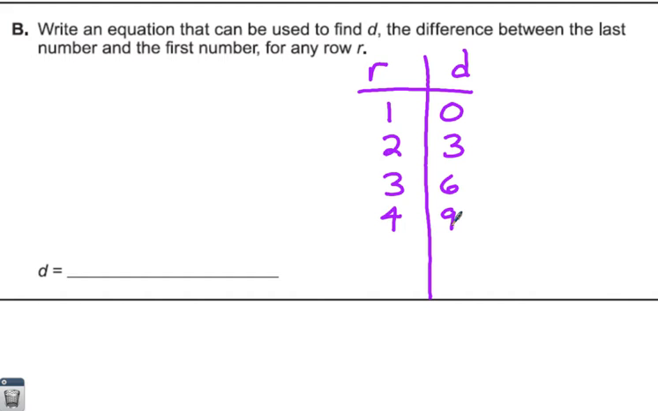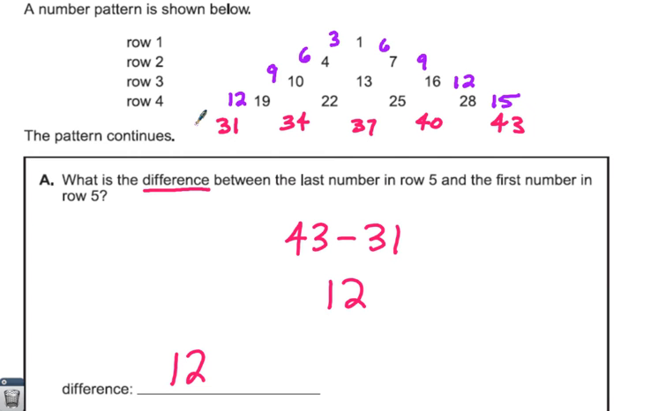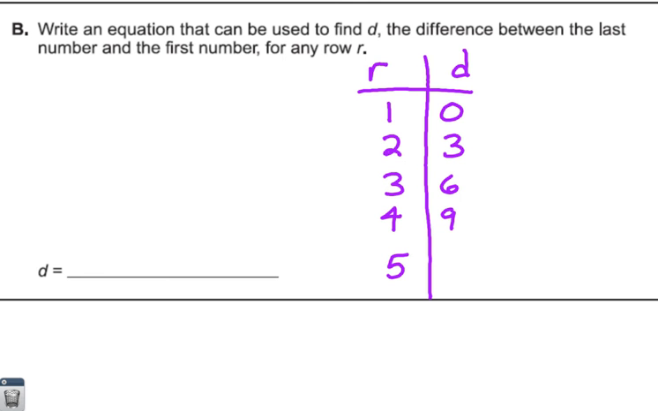I mean, you can almost see a pattern in my table because, I mean, there is one. You probably see it. So when the row number is 5, we got between 43 and 31. And once again, predictably, that difference between the first and last number is 12. So again, here's my table. When the row number is 1, when R equals 1, D equals 0. When R equals 2, D equals 3. When R equals 3, D equals 6.